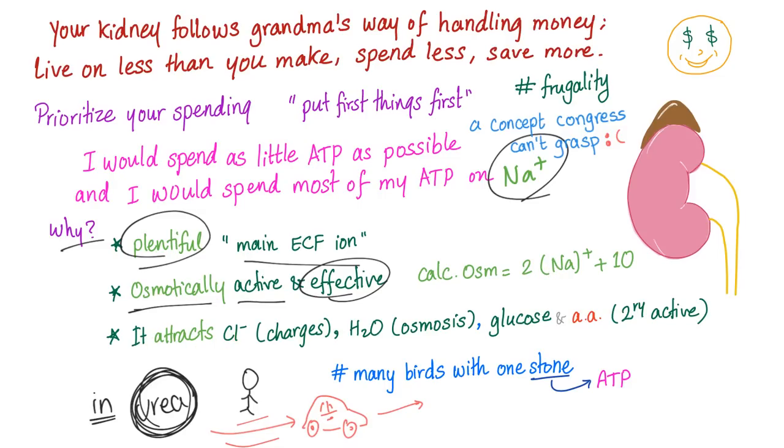Next, sodium attracts chloride by charges. This is called the law of electroneutrality. It attracts water. This is called the law of osmosis. It attracts glucose and amino acid, the law of secondary active transport. Many birds with one stone, the one stone here being the ATP. The ATP knows how to save energy.